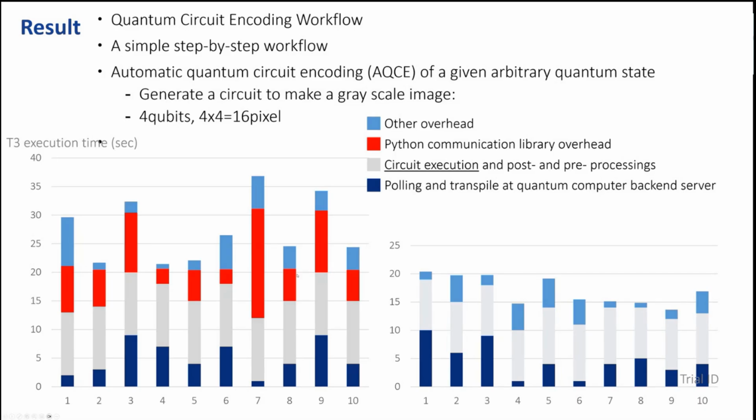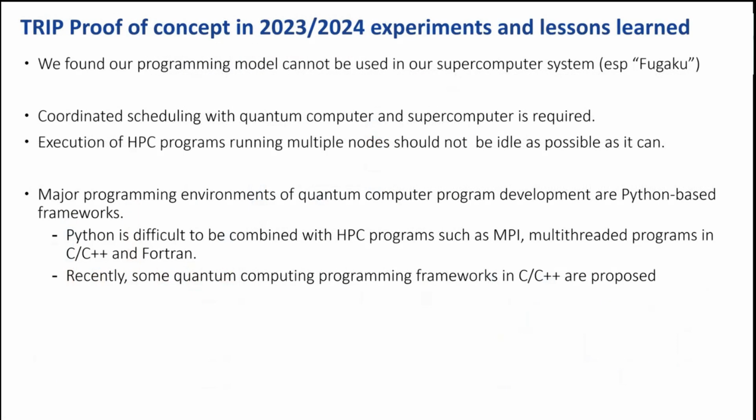But anyway, the first thing is that the Python library induces large overhead, especially in the case of supercomputers. The second observation is that polling time will dominate. In this case, there are not so many users other than us. But if there are many users, it is obvious that the navy part will grow and grow and grow. So we designed our quantum HPC based on the observations of the proof-of-concept experiment.